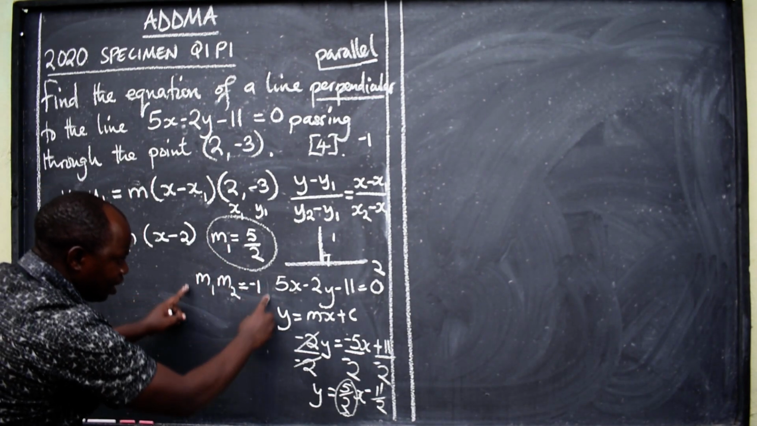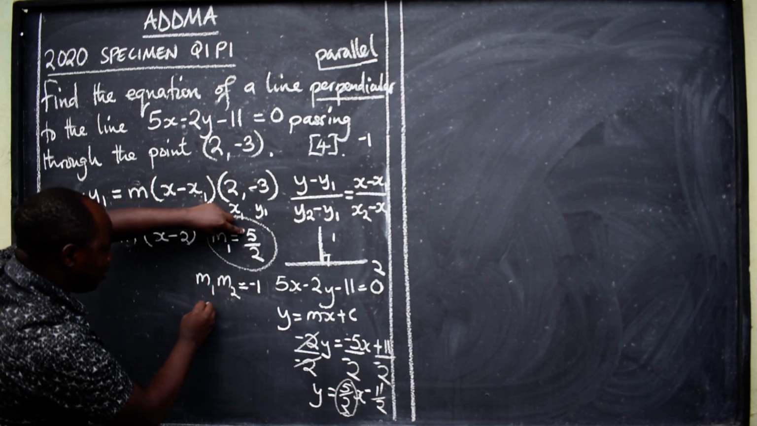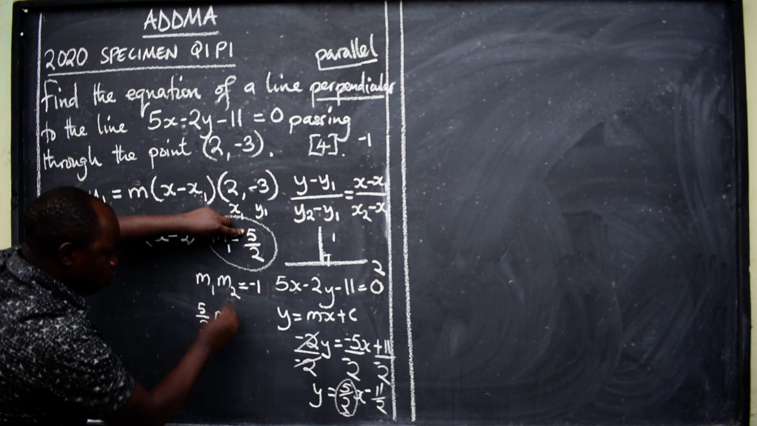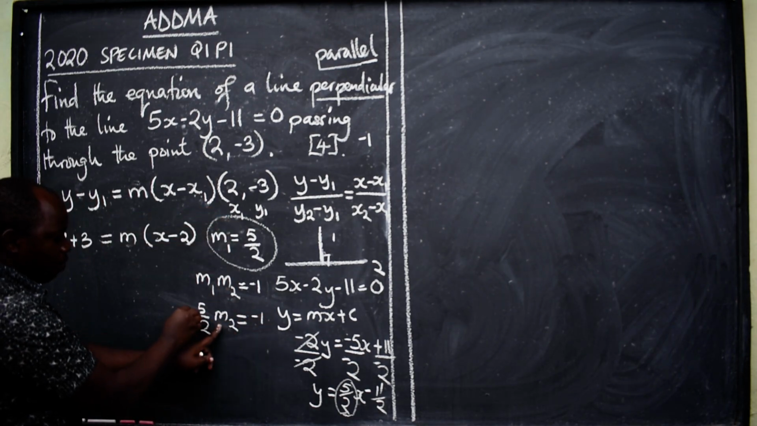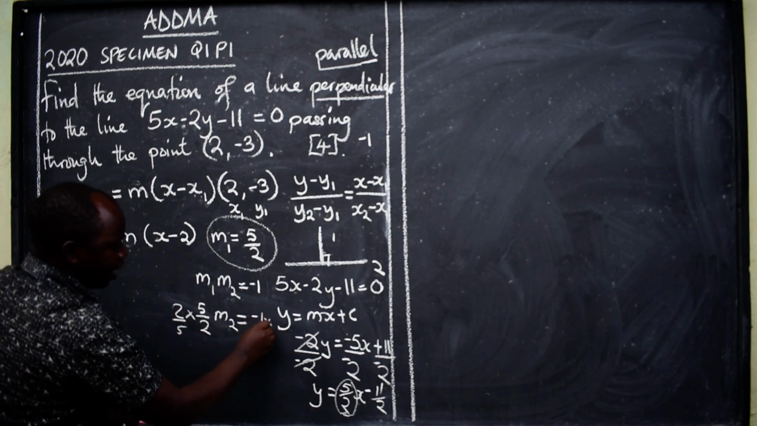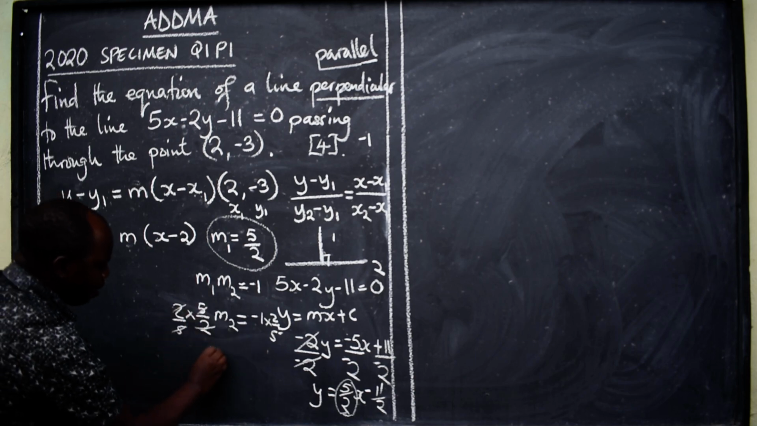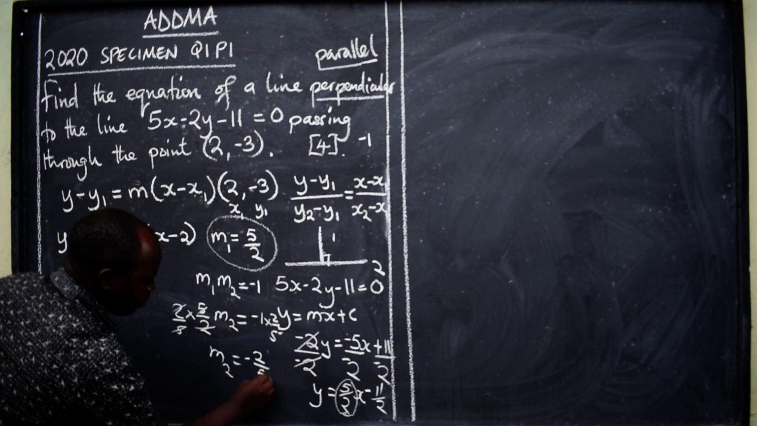So we substitute in this formula here. Our M1 is 5 over 2. M2 is equal to negative 1. To remain with M2, multiply by the reciprocal, 2 over 5, on the other side too. I'll cancel this, and M2 will be equal to negative 2 over 5.